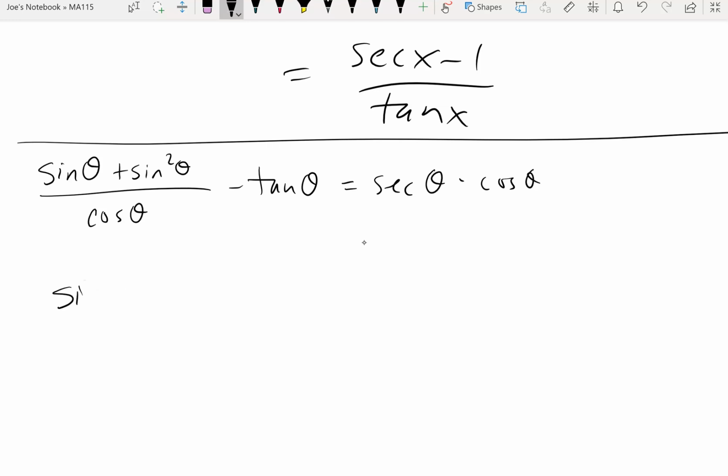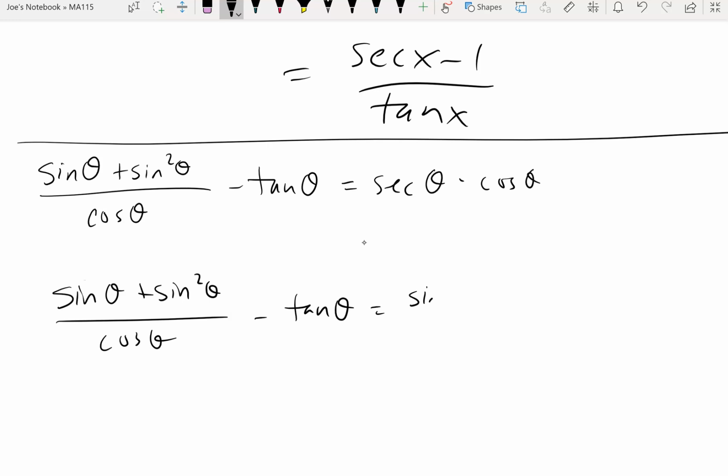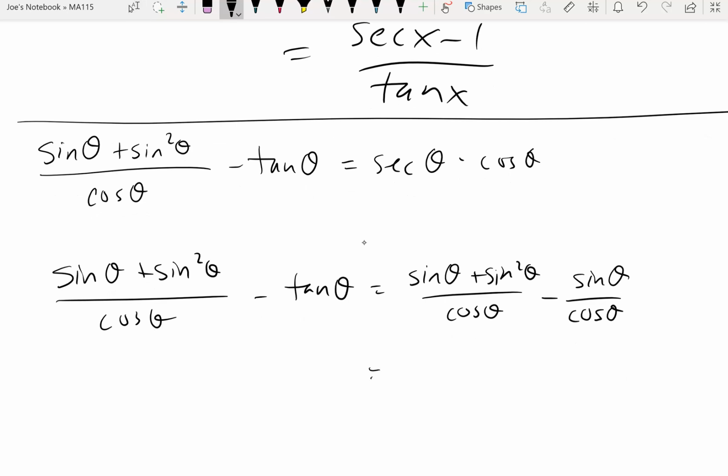Okay, so let's do that first. I like that idea. So you start with the left, you rewrote your tangent as sine over cosine? Good. So basically what you're trying to do is combine the two fractions together, like you said. You notice that the cosines were the same. So when you combine your fractions, you've got sine of theta plus sine squared theta minus sine of theta.